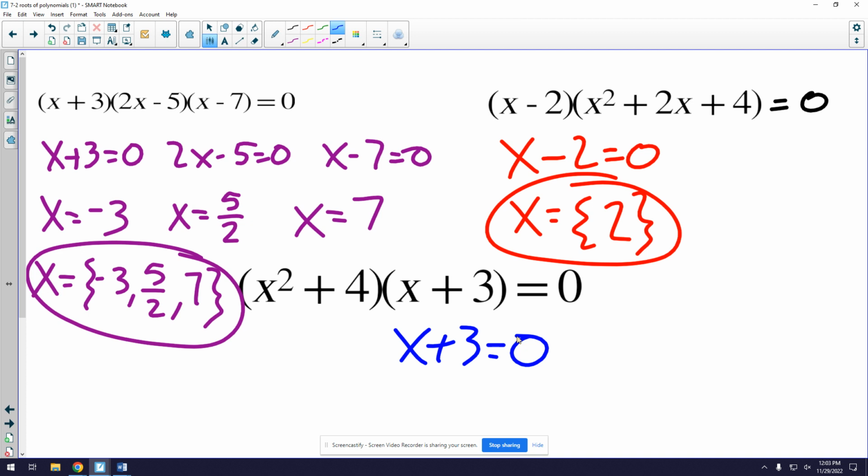You would subtract 4 from both sides, gives you x squared equals negative 4. And then you're going to take the square root and get a non-rational number because the square root of negative 4 has an i, which is not real. I don't want that answer. I only want the rational answers. So if x plus 3 equals 0, then x equals negative 3. Is the only rational root to that equation.